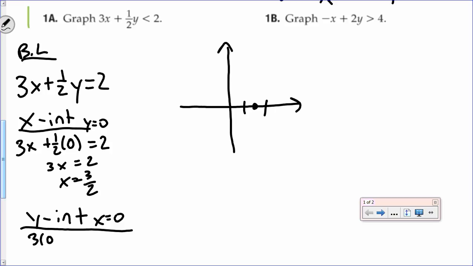So 3 times 0 plus 1/2 y equals 2. This gives us 1/2 y equals 2. Multiply both sides by 2. That gives us y equals 4. So the point 0, 4 is on the graph. This one will again be a dashed boundary line. It's a strictly less than inequality, so this should be a dashed boundary line going through those 2 points.